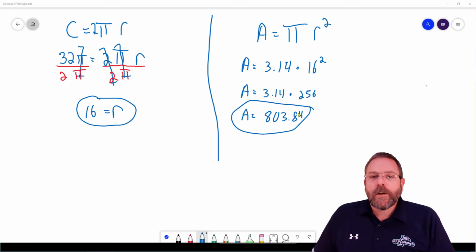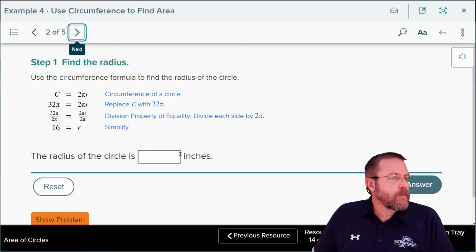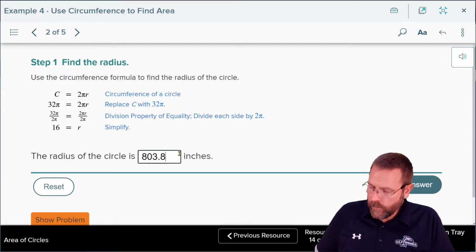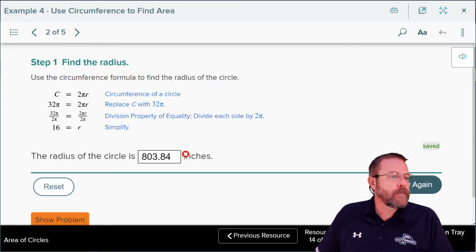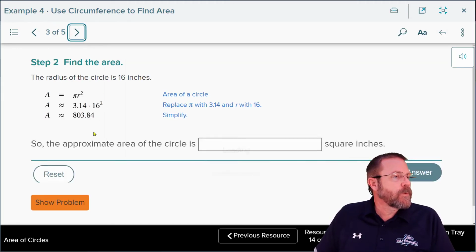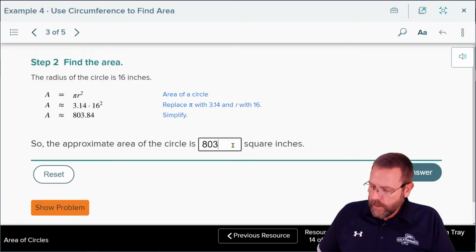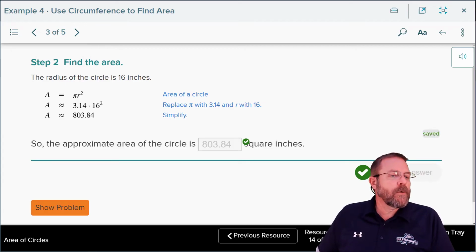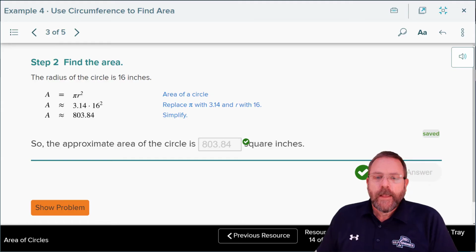We're going to jump back over to our problem right here, type it in, 803.84, and check, and somewhere I did something wrong. Oh, that's why, because right here they're just asking for the radius, so we're going to plug in the radius right there. That checks. And now we're going to see, yep, there it is, 803.84 for the area, and we're good again.